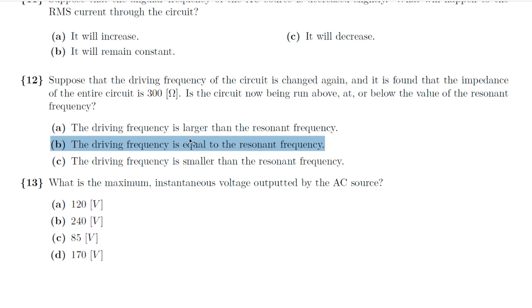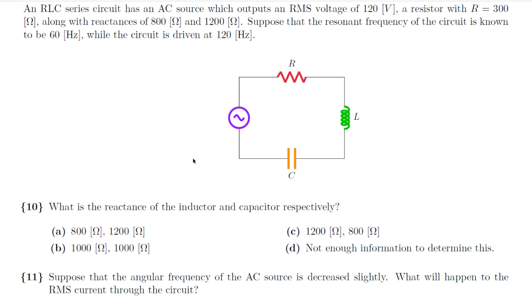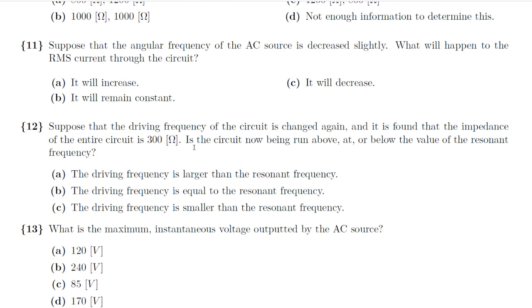So if we were to ask the same exact question back, if we go all the way back here, our reactances were not equal to each other. They were 800 and 1200. So we knew that we were not at resonance, even if I didn't give you the frequencies. Now, because the inductive reactance is higher, being 1200 ohms, you know that you're running at a frequency which is higher than the resonance frequency at the very start of the problem. But in this part of the problem, you're driving it at the resonance frequency.